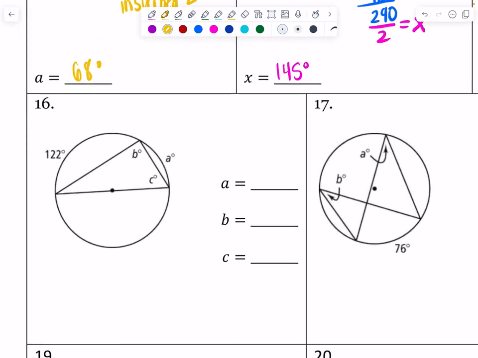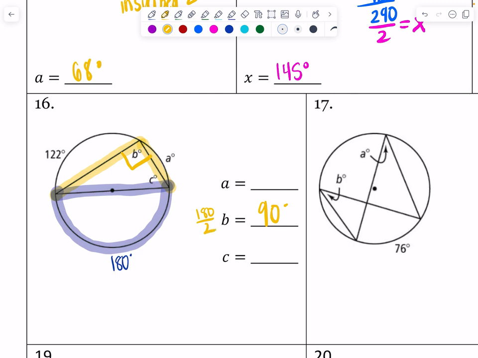The first thing I notice is I have my inscribed angle. That inscribed angle opens up to a diameter and also a semicircle. And so that means that this amount, even though it's not written on there, is 180 degrees. So what is B going to be? B is going to be a right angle. B is going to be a 90-degree angle because that's 180 divided by 2.